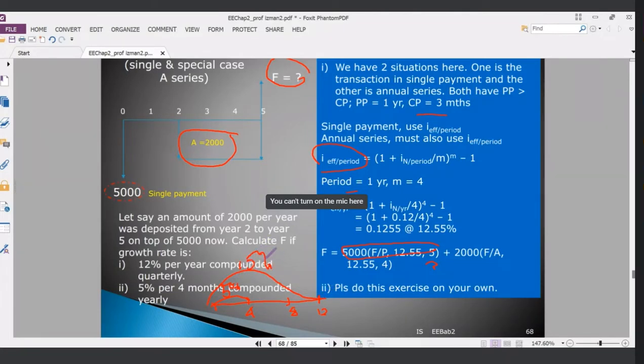So this one, you don't need to calculate the I effective, because given to you the I nominal is 5% for 4 months, and it is being compounded yearly, meaning that for the whole year, it has been compounded once only. So what you need to do, you need to determine the total interest throughout the year, which is 5 times 3, 15%, and you just substitute into the formula. And the interest is 15%. Okay?